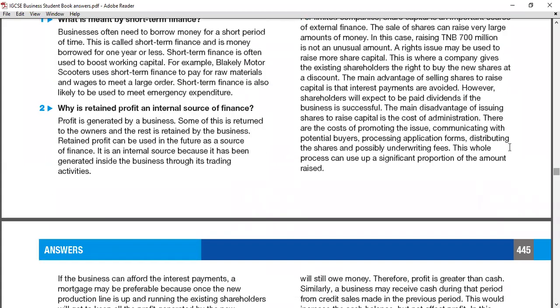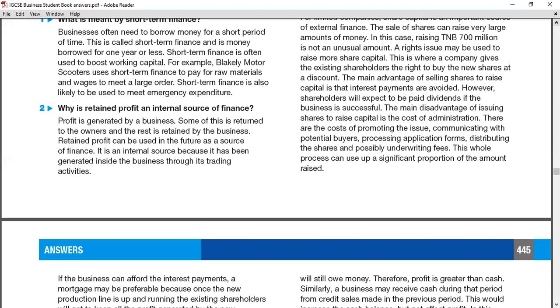You can see the chapter question. Profit is generated by the business, some of this is returned to the owners and the rest is retained by the business. So retained profit can be used in the future as a source of finance. It is an internal source because it has been generated inside the business through its trading activities, right? So if you are asked what an internal source of finance is, define it like that. Why is it internal? Because it comes from the business from past profit. Some profits are distributed and some profit rests with the business. That's why it's internally generated capital. Therefore, it's inside the business.